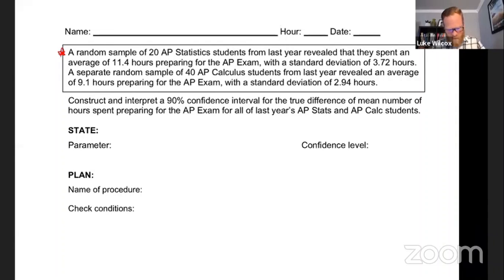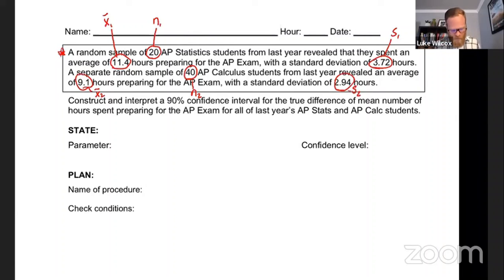So let's get our notation down right away here. 20 is our sample size, but it's the sample size from the first sample, so I'm going to call that n1. 11.4 is the mean x bar of the first sample, so I'm going to call that x1 bar. And then the standard deviation over here is s1. Then we go to the AP Calculus students. 40 is going to be my n2 value, 9.1 is going to be my x2 bar, and 2.94 is going to be s2.